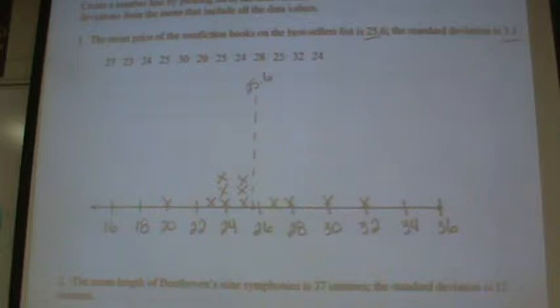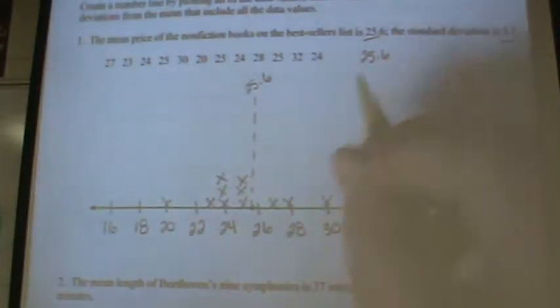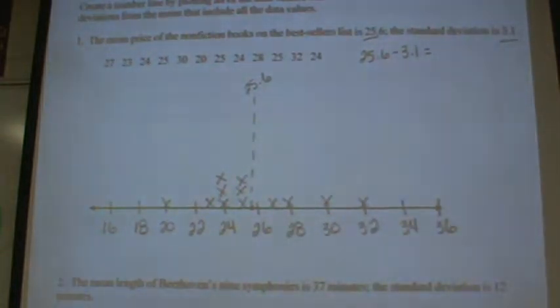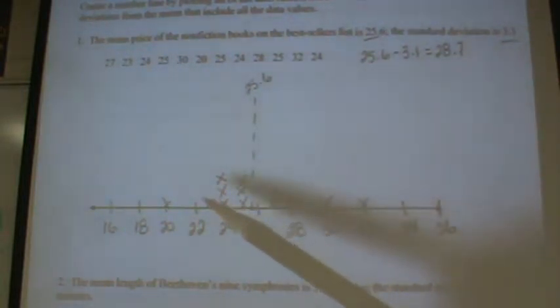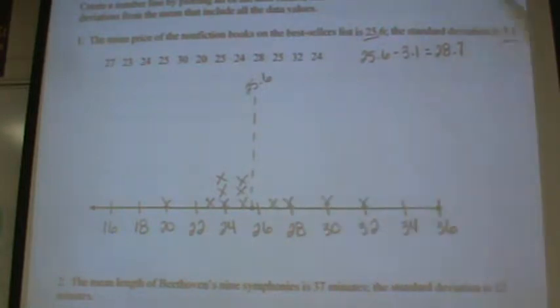Now to find standard deviations, we're going to take that mean value, 25.6. And to go to the left, we're going to subtract 3.1 because that was our standard deviation. When we subtract our standard deviation from there, we get 28.7. And remember, one whole standard deviation goes to the left and to the right. So we want to find the right-hand side. So we're going to take our mean again, 25.6, and add 3.1.